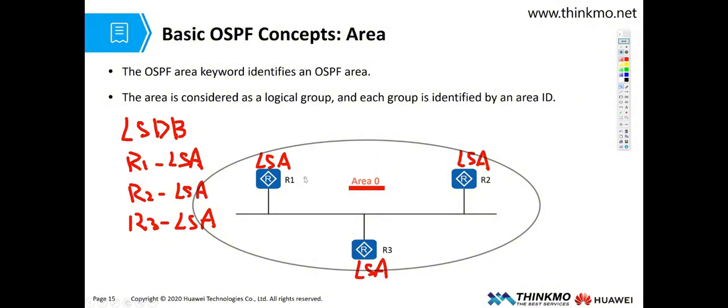If that's the case, everyone should be able to imagine it. Suppose I have a lot of devices all in one area, then my database will be very large. At this point, each device not only needs to know its own neighbors, but also who the neighbors' neighbors are. In this way, it consumes resources.